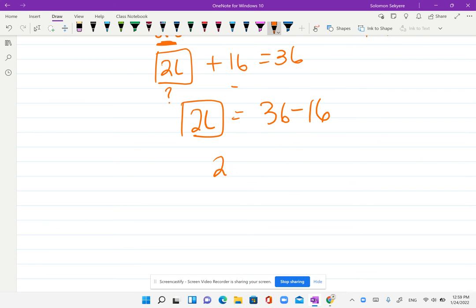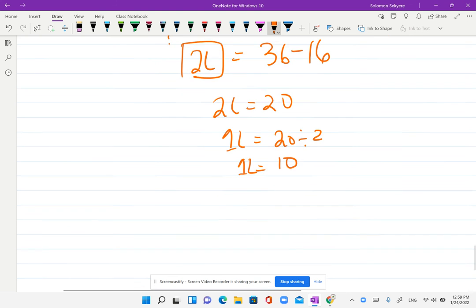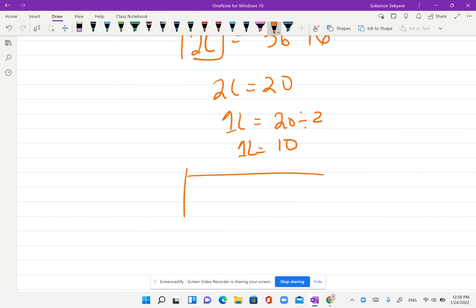So 2 of the legs is 20. What is 1? Each leg is what? 20 divided by 2. So each leg is 10. Are you with me? Does that help? Each leg is 10. So if we draw our rectangle again, this will be 8. That will be 10, 10, 8.